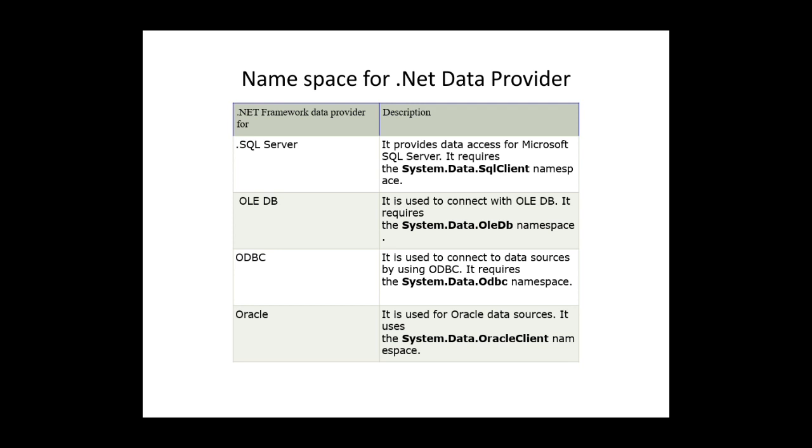Now the namespace for the data provider. Namespace depends on the database that we are using. If we are using SQL Server, the namespace is System.Data.SqlClient. This namespace is actually used as a base class for the ADO.NET technology. If you are using OLEDB, the base class is System.Data.OleDb. If you are using ODBC database, then the base class is System.Data.Odbc. That is, namespace is System.Data.Odbc. If you are using Oracle, namespace will be System.Data.OracleClient.